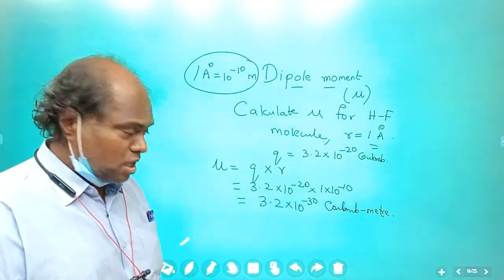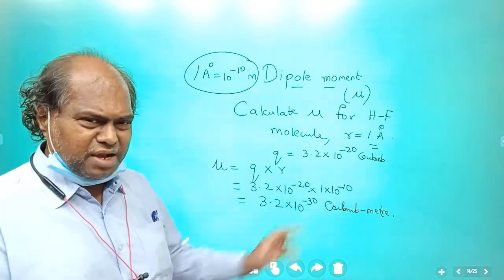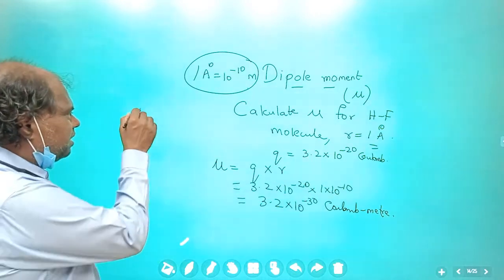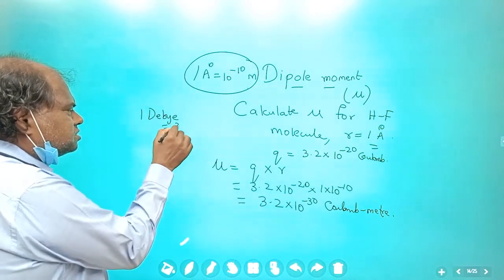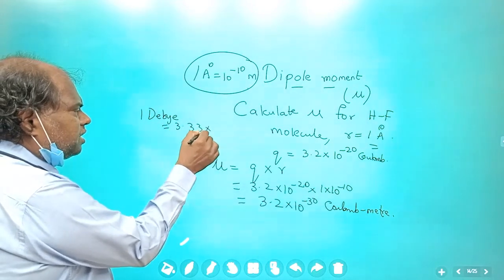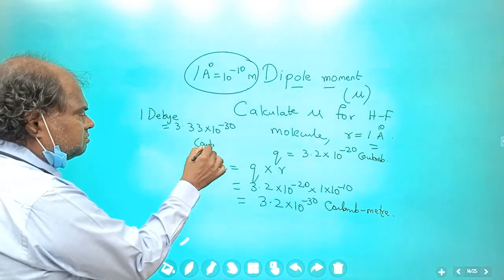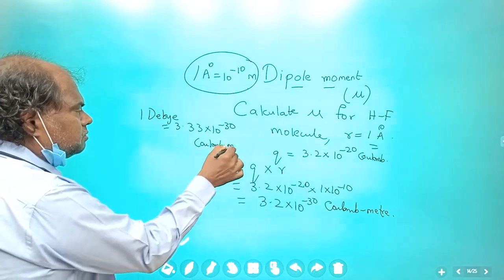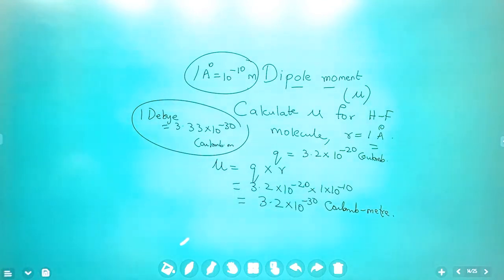Now students, you have to change this to debye. This looks like a very big answer, right? There was a scientist called Debye. He said that one debye is equal to 3.33 into 10 to the power minus 30 coulomb meter. So give your answer in debye now.